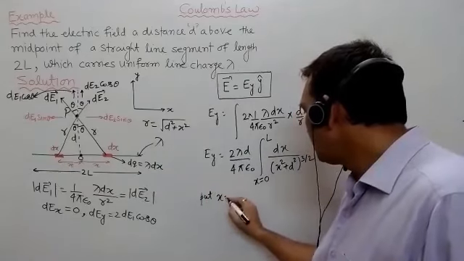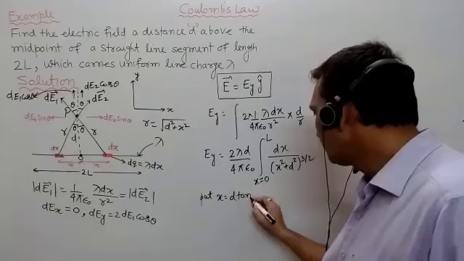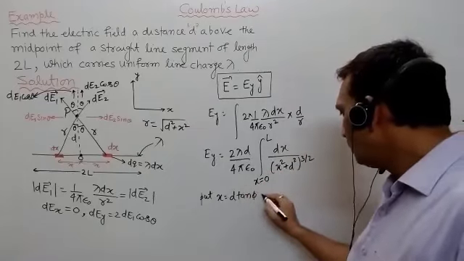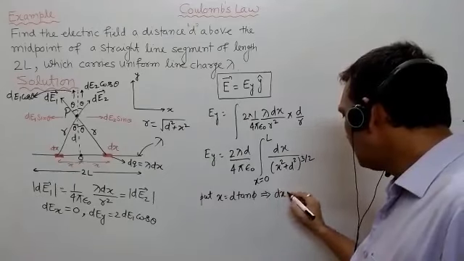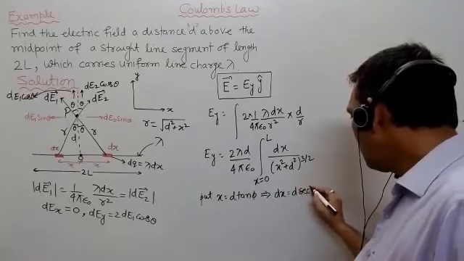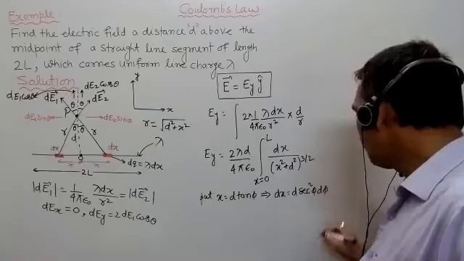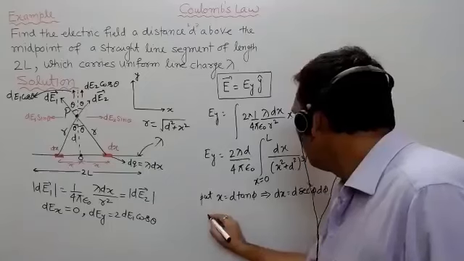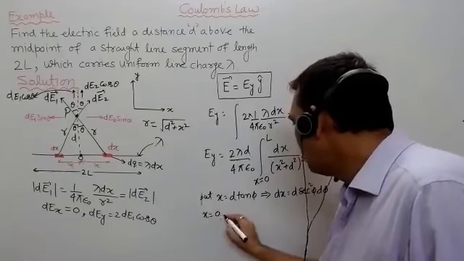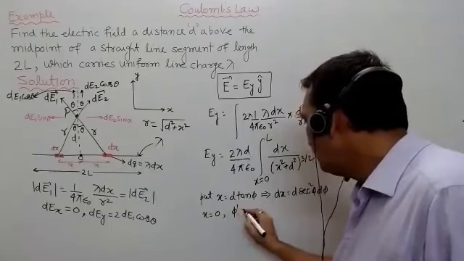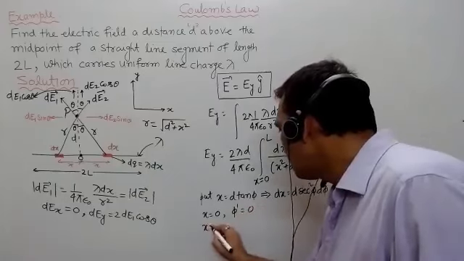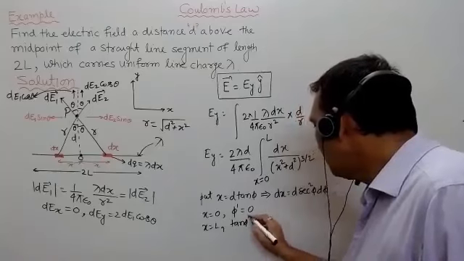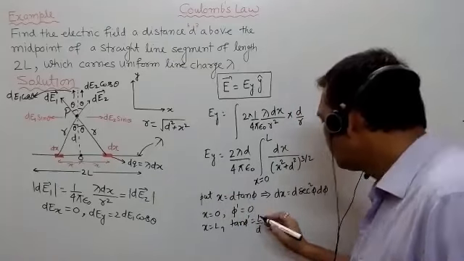Put x is d tan phi. You know how to integrate. So this will give you dx is d sec square phi d phi. And what will be the limit of phi? When x is 0, let us take the limit phi dash to be 0, and when x is equal to L, then tan phi dash will be L by d.